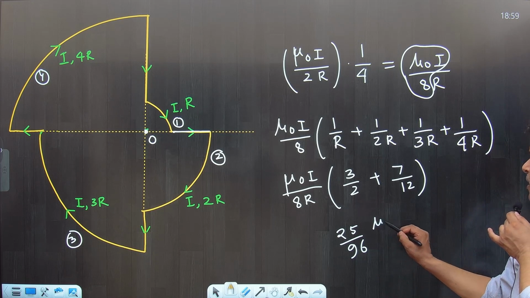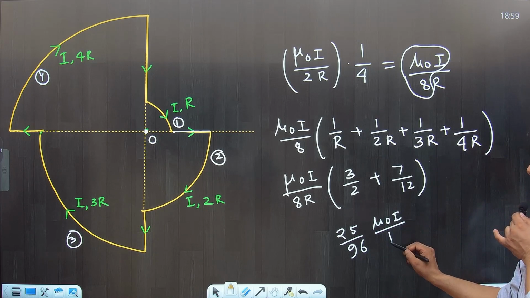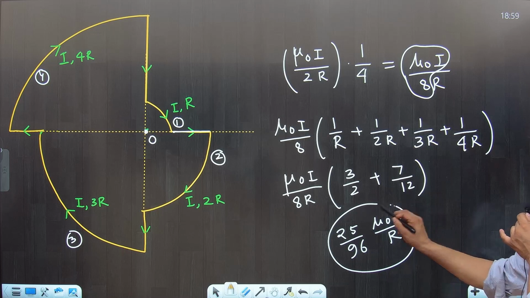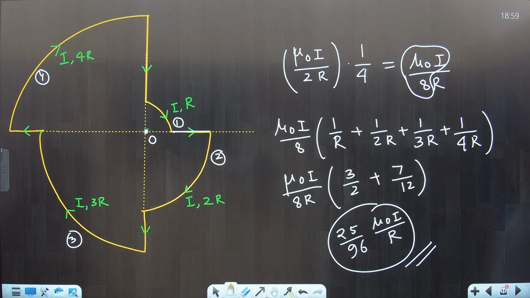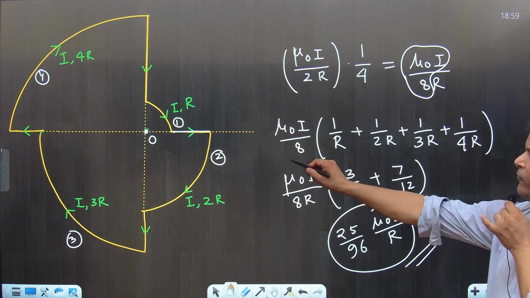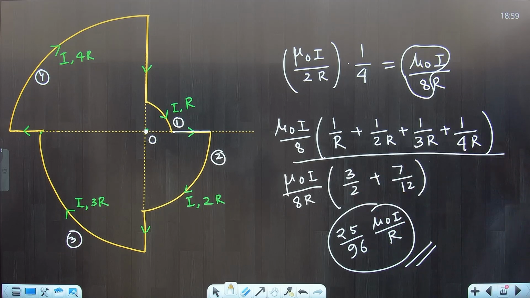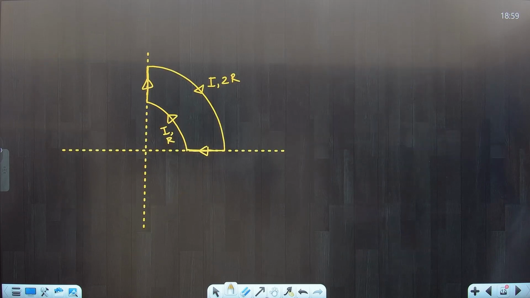25 by 96 into mu naught I by r. So the magnetic field at the center is this much. You can calculate by yourself. There may be a calculation mistake, but you have to understand that the magnetic field will be calculated like this, and all the fields will add up.